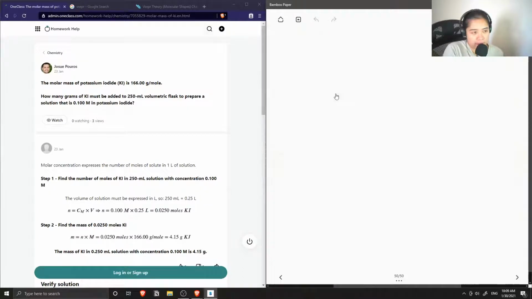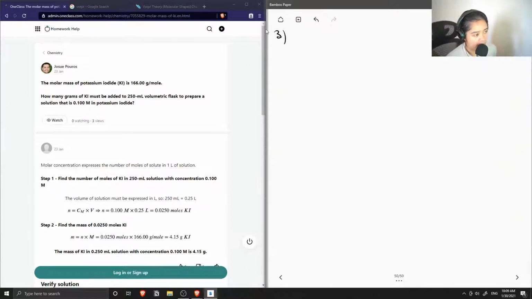Okay, so question number 3 says the molar mass of potassium iodide, KI, is 166 grams per mole. How many grams of potassium iodide must be added to a 250 milliliter volumetric flask to prepare a solution that is 0.1 mole per liter in potassium iodide?